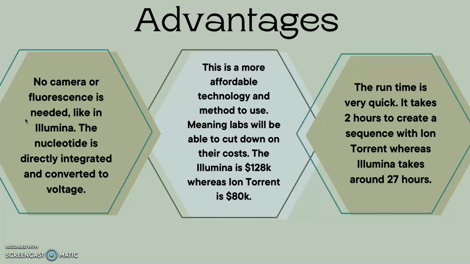The third advantage is the runtime is very quick. So if you're looking for speed, this may be a good option for you. It takes 2 hours to create a sequence with the Ion Torrent, whereas Illumina takes around 27 hours.